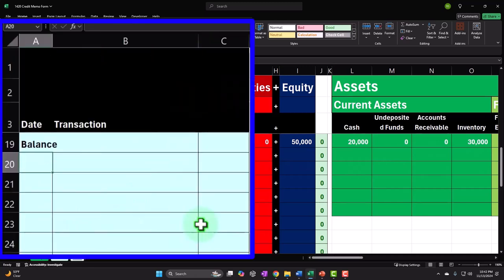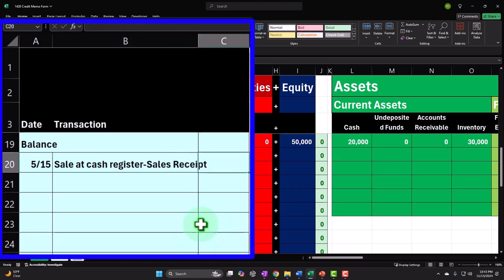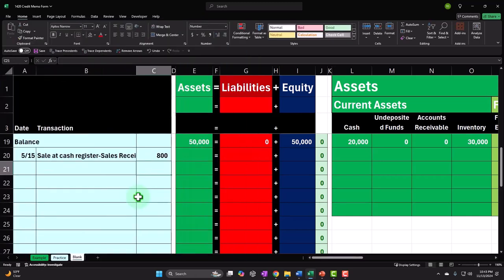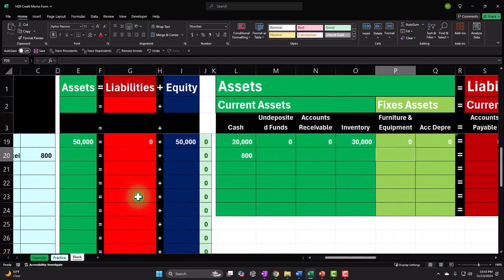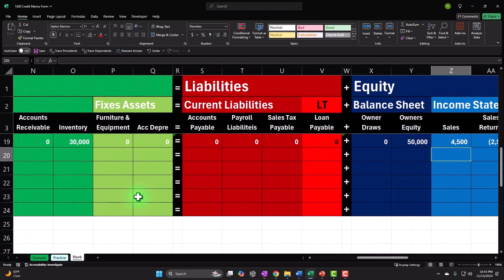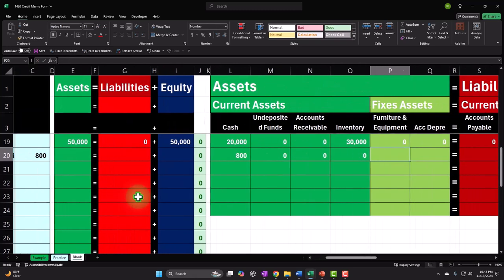sale. So let's say on 1/15, we made a sale at a cash register, and that's going to be a sales receipt. So this time, let's imagine we already got paid. So let's say we got $800 at a cash register. Going to record this quickly. $800 goes up. Sales is going to be the other side of it. Ba-boom. And let's put zeros across the board.